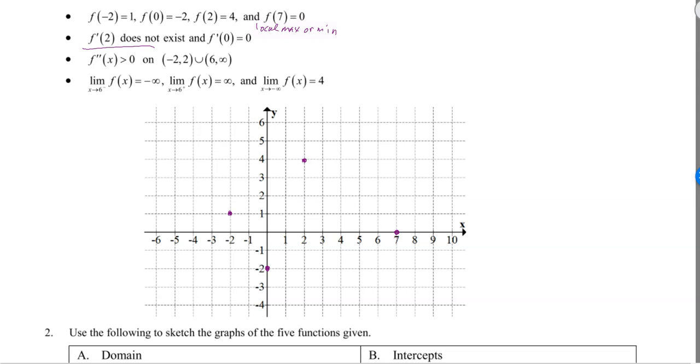And if it doesn't exist, asymptote or a hole in the graph or a corner. So f of 2 exists, so it's not an asymptote, and it's not a hole, so it's got to be a corner.